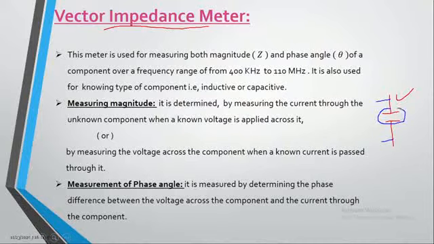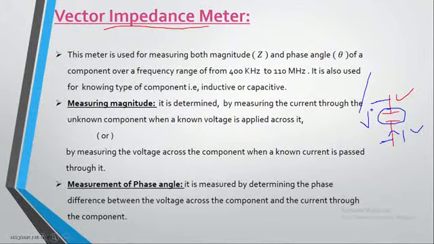But for simplicity, it is an unknown element, and between the two terminals of this unknown element, I'm applying the voltage, and I'm calculating the current passing through this particular element. Let us suppose this is the current I, which is passing through the unknown element. By taking the voltage and current ratio, I can easily calculate the impedance of this element.